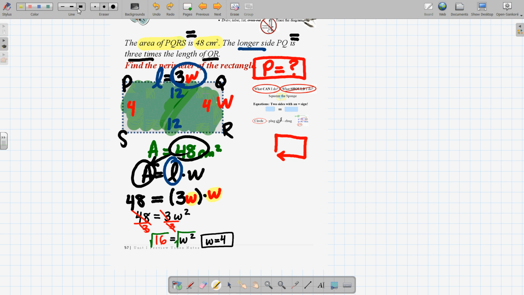Now you can walk around your perimeter. 12 plus 4, 16. 12 plus 4, 16 again. My perimeter equals 32. My area was centimeters squared. Perimeter is just centimeters. And we are done.